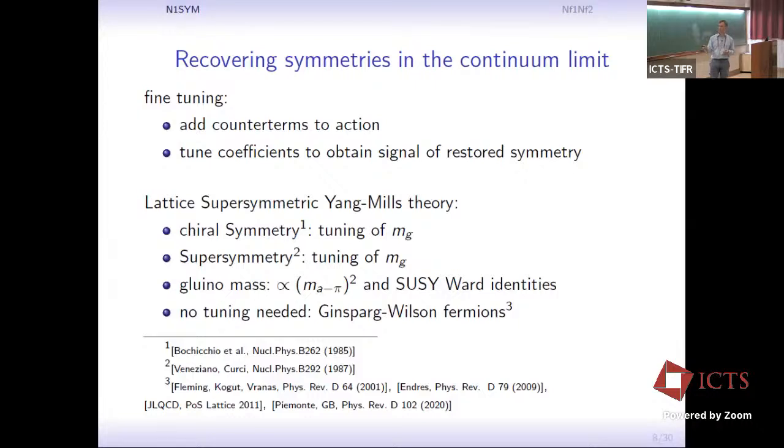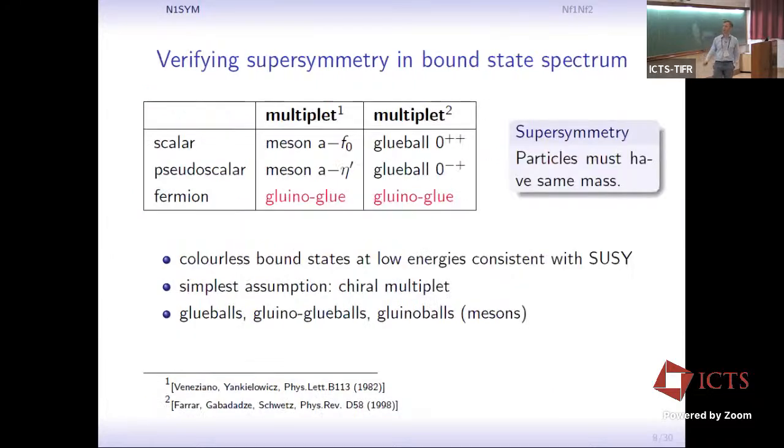This tuning, for chiral symmetry, can be avoided if you use a realization of what I told you about, the Ginsparg-Wilson relation, which is a relation derived from renormalization group arguments. And this leads to a guaranteed recovery of this chiral symmetry in the continuum. And if you are able to use this, then you automatically get, as an accidental additional symmetry, supersymmetry in the continuum limit.